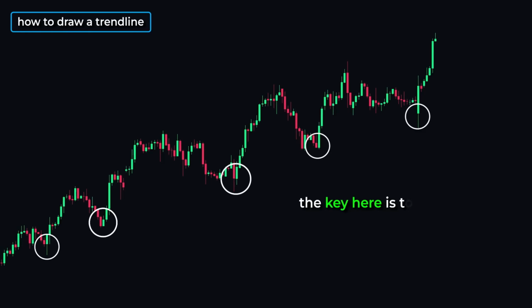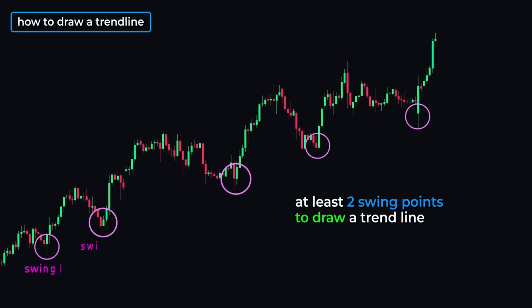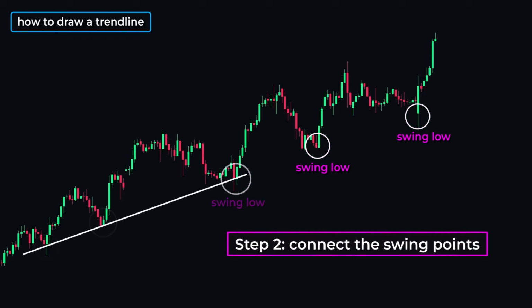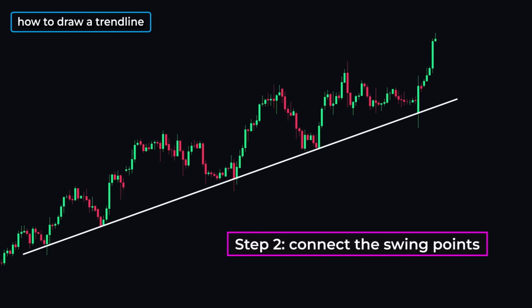However, the key here is to only mark the swing points that are major and obvious to spot. So only mark the ones that stand out. There need to be at least two major swing points in order for us to be able to draw a trend line. In this case, we have more than enough. So once you've identified them, simply draw a straight line connecting them. That's going to be your trend line.